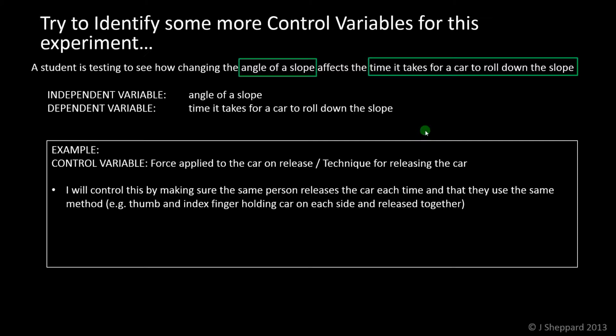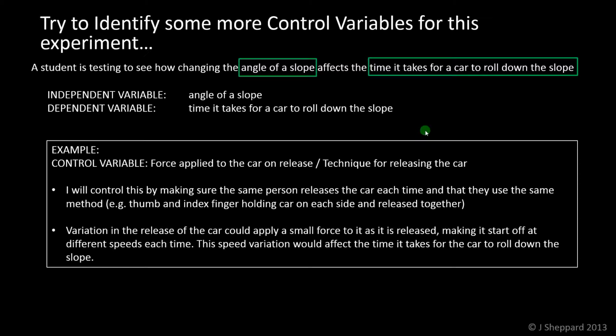If you do it the same way every time, you are less likely to change the force that you're applying to it. You should have zero force applied to it. Variation in the release of the car can apply a small force as it's released, making it start off at different speeds each time. The speed variation will affect the time it takes for the car to roll down the slope. What we're ideally looking for is, as we start the timer, it starts at zero speed at the top of the slope as we release it. If you do give it a little shove, that's going to introduce some variation and it could affect the results.